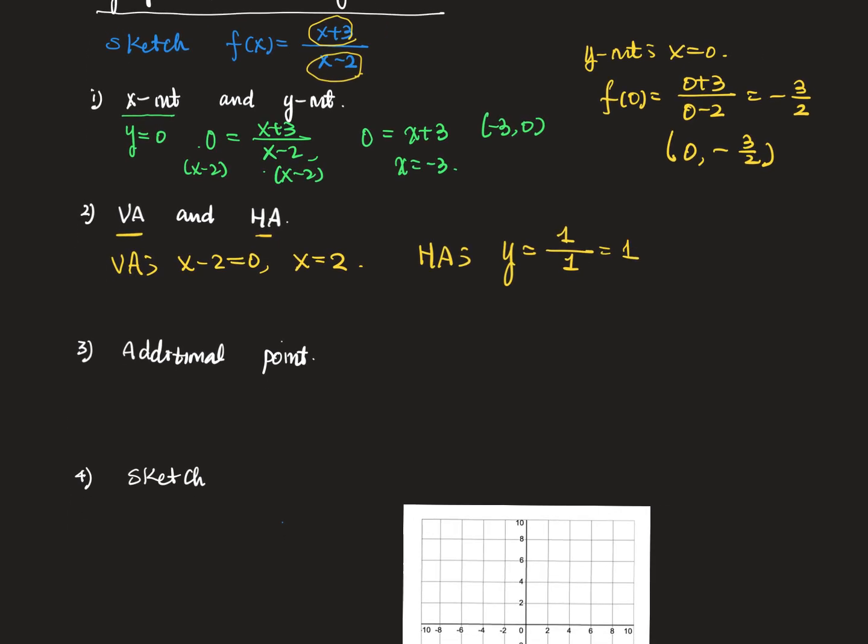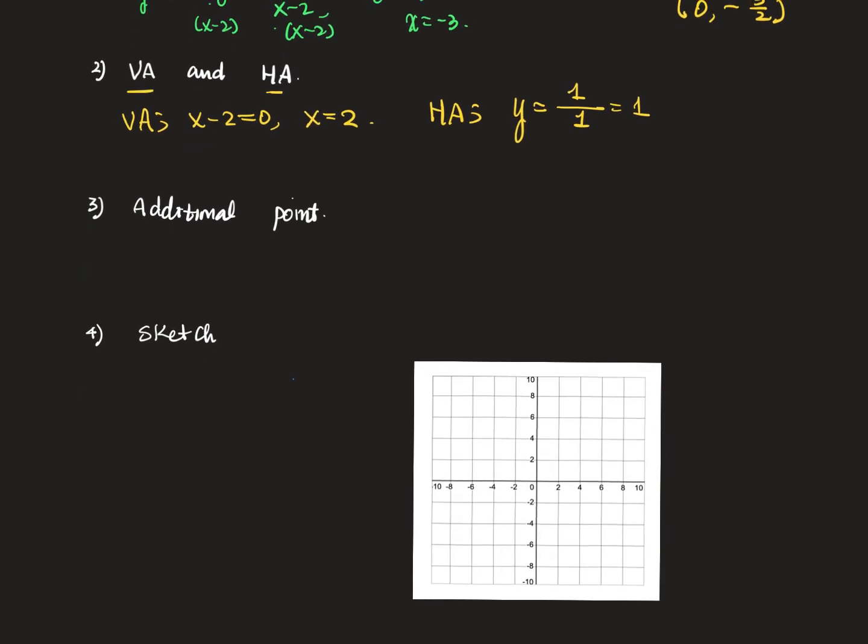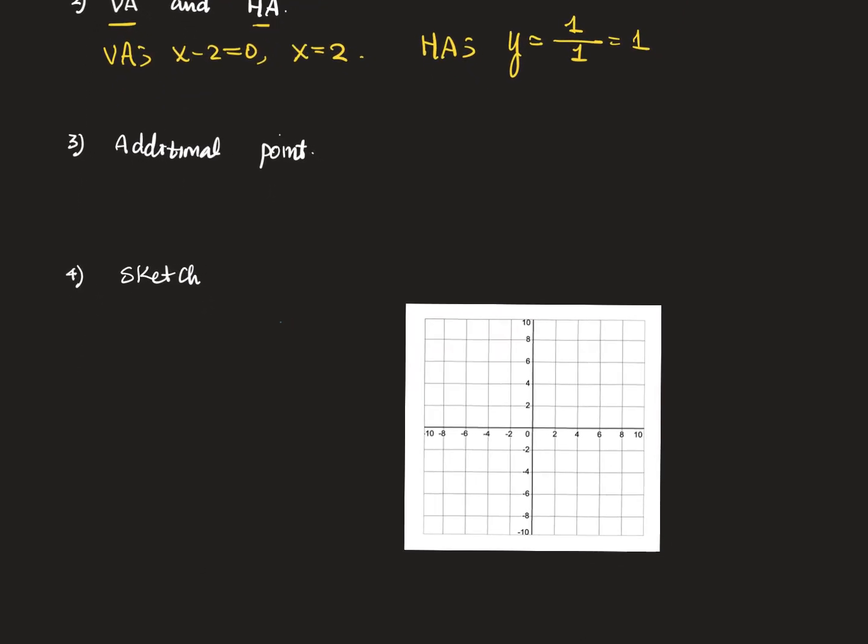So you finished two things. Now, additional points, you can wait a little bit, guys. Now we're going to sketch it. How are we going to sketch it, guys? First, you plot the x-intercept and y-intercept. So the x-intercept is negative 3 and 0.